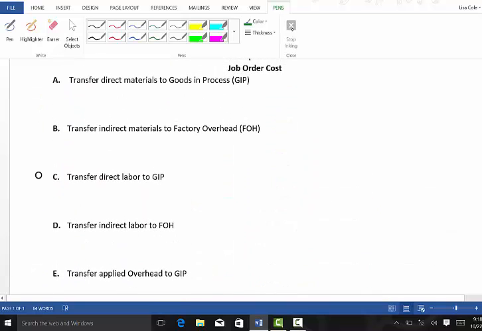And so in order to transfer direct materials to goods in process, we would do a journal entry of debit to our goods in process inventory. We want to debit where it's going, and then we want to credit our raw materials inventory.